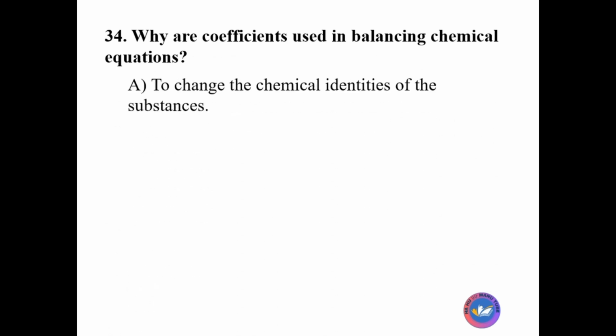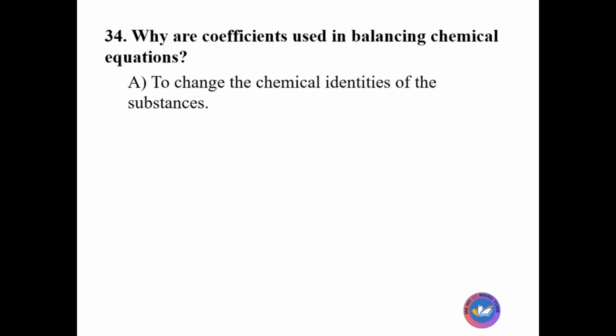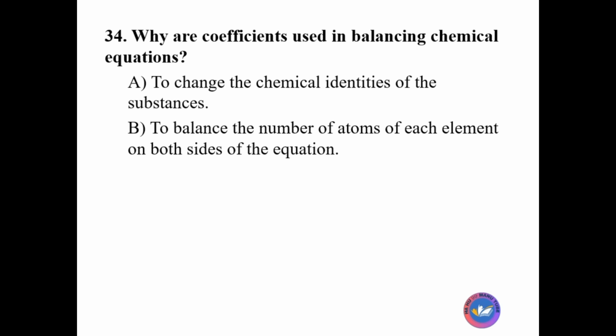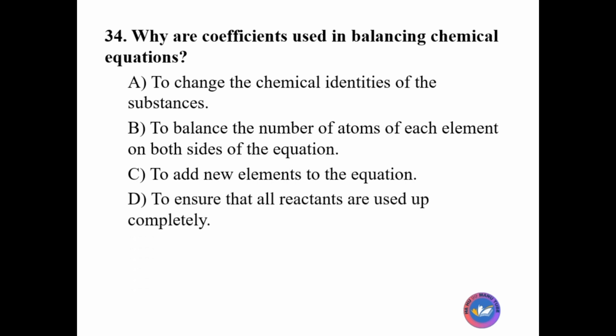Question number 34. Why are coefficients used in balancing chemical equations? A. To change the chemical identities of the substances. B. To balance the number of atoms of each element on both sides of the equation. C. To add new elements to the equation. D. To ensure that all reactants are used up completely.